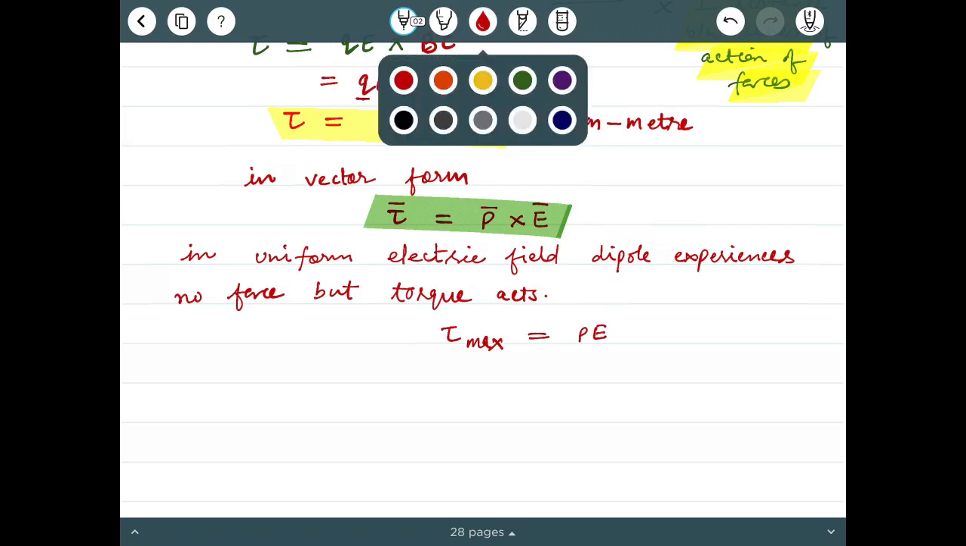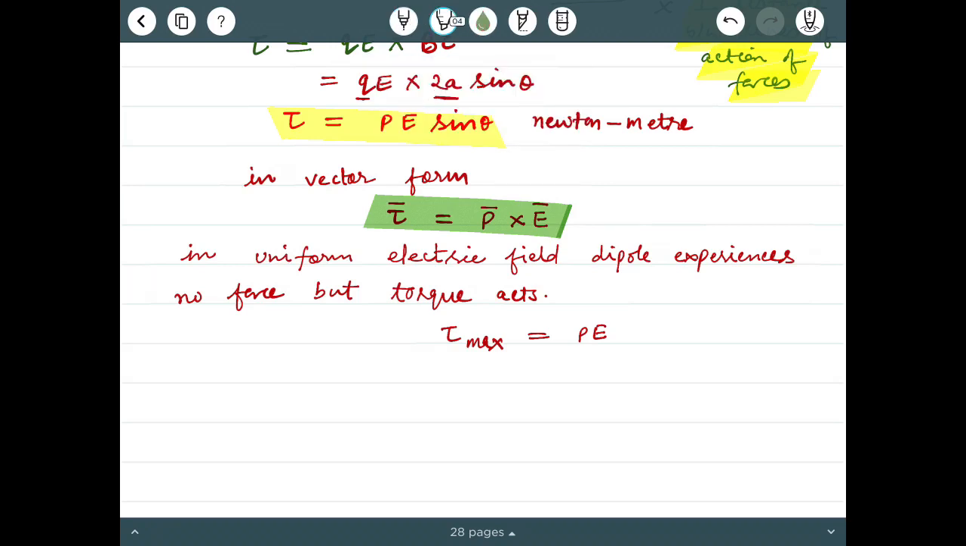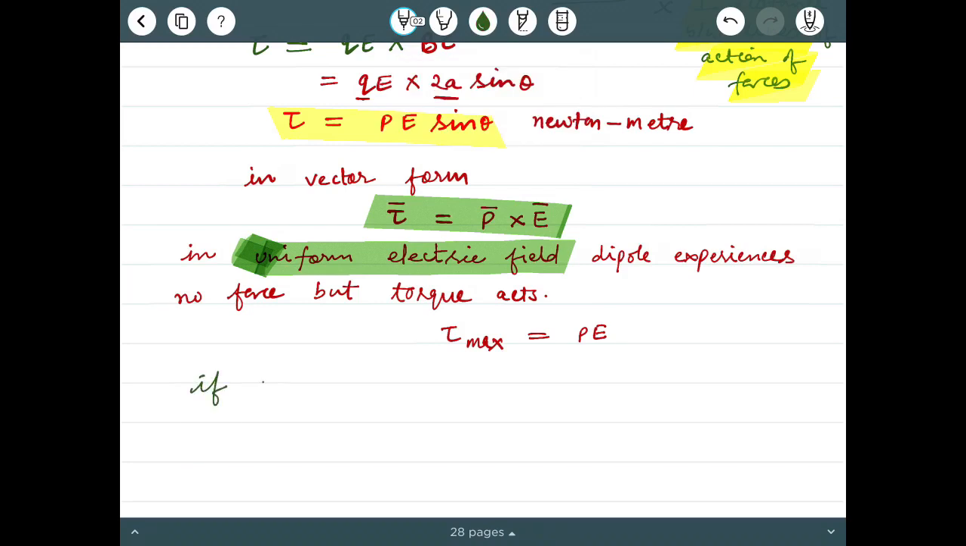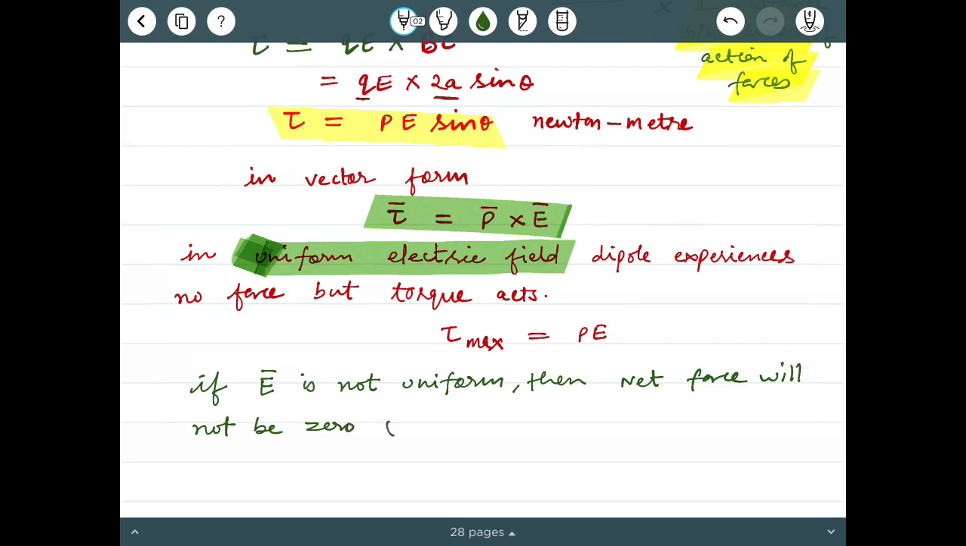एक बात और मैं ध्यान दिला दूं यहाँ पर कि नेट फोर्स ज़ीरो है, experiences no force, but only in uniform electric field. So if electric field is not uniform, then net force will not be zero, and there will be translatory motion as well.